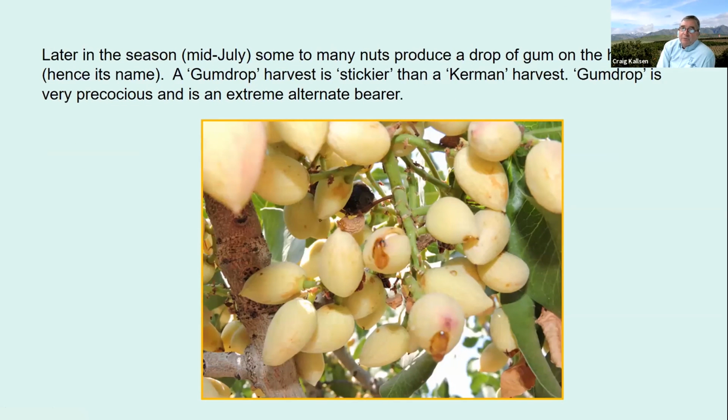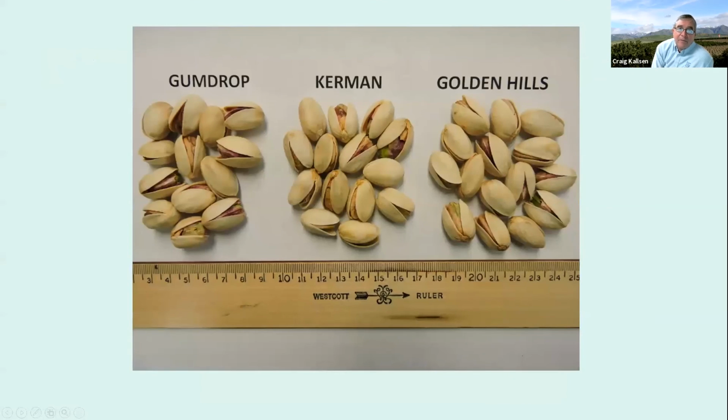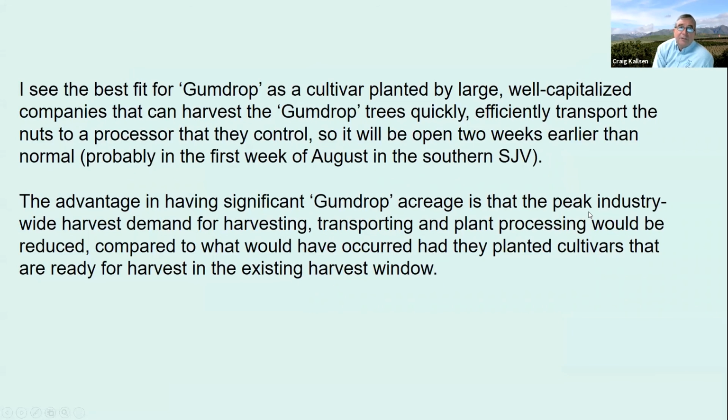Later in the season, some to many nuts produce a drop of gum on the hull. That's why we called it gumdrop. So gumdrop harvest is stickier than a Kerman harvest. Gumdrop is very precocious, so it'll produce a lot of yield early. But it's an extreme alternate bearer when it starts getting older. So you might get 5,000 pounds one year and nothing the next year. I mean nothing. The nuts look similar to Kerman and Golden Hills. They all look like pistachios.